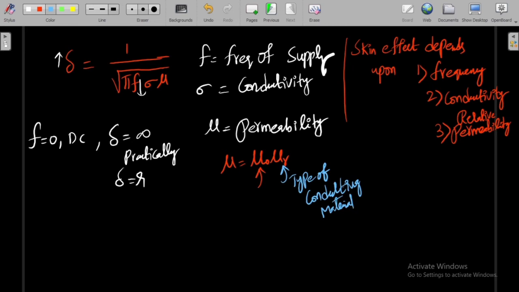So the skin depth finally depends basically on three things: frequency, conductivity, and relative permeability. This is the mathematical expression of skin depth, which is 1 by root of pi f sigma mu, obtained from experimental calculations. Right? Now we'll see another factor on which this skin depth depends.